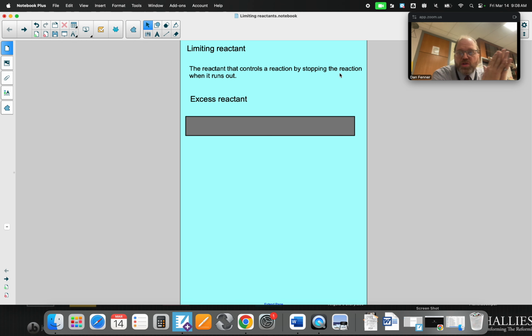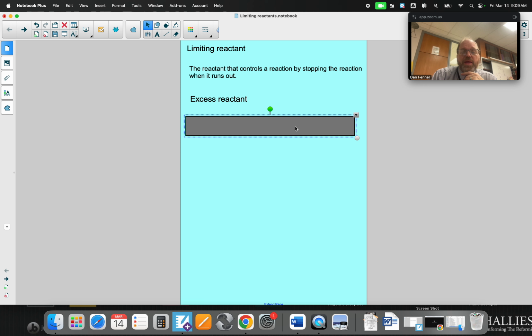So what we're going to do is we're going to have two substances, two reactants. The one that there is less of in a molar relationship sense, when it runs out, it'll shut down the reaction. We refer to that as a limiting reactant.